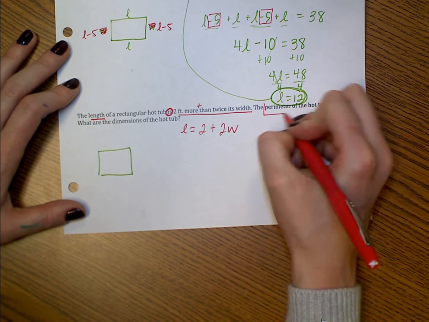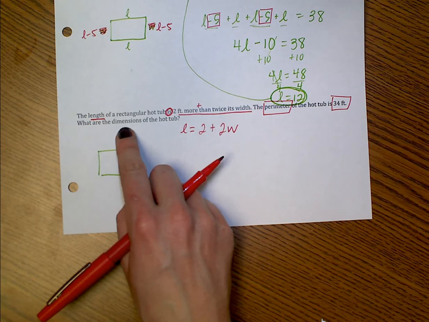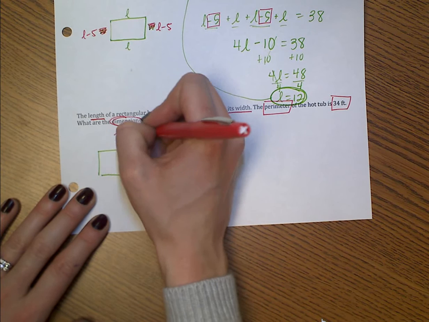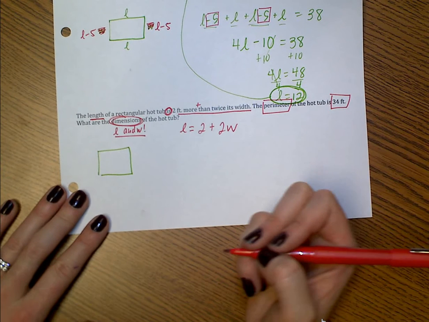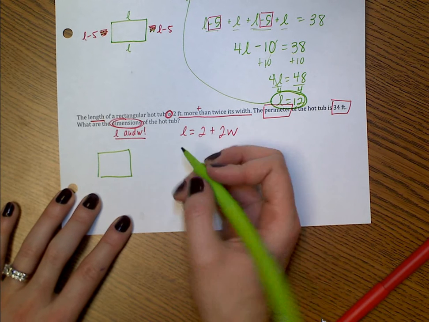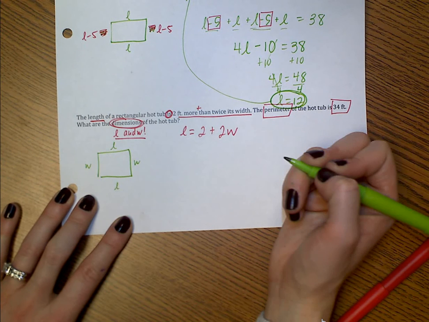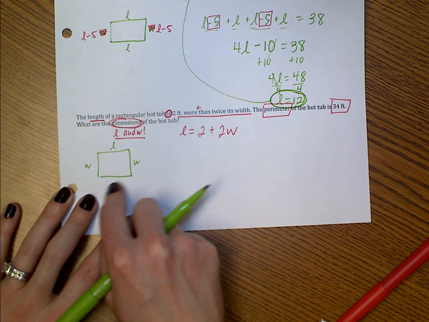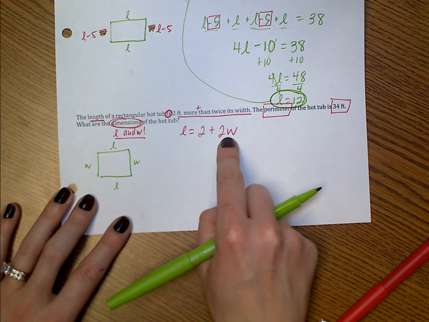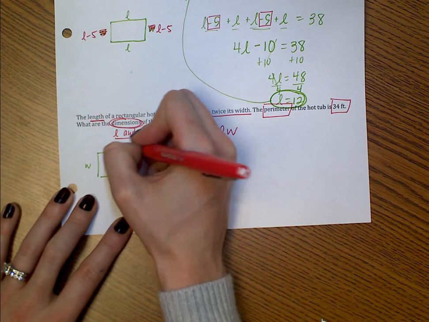Okay, the perimeter is 34 this time. What are the dimensions? If you see dimensions, realize that means length and width. They want me to find both of the dimensions, the length and the width. Okay, so let's come to our picture. Now, I don't want to use L's and W's, because I can't solve that if I use two variables here. So on my picture, my goal is to label with one variable. So the length is the same thing as 2 plus 2W. So instead of writing L, I'm going to put 2 plus 2W for the length.